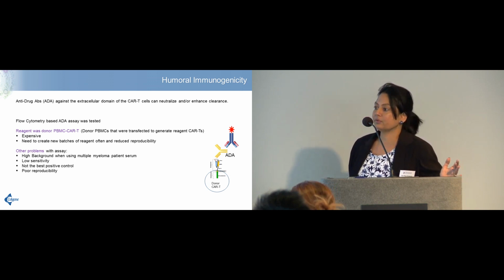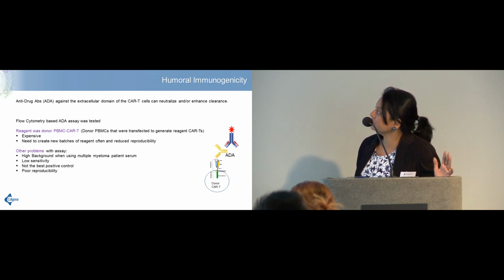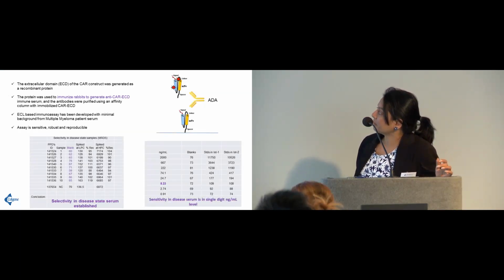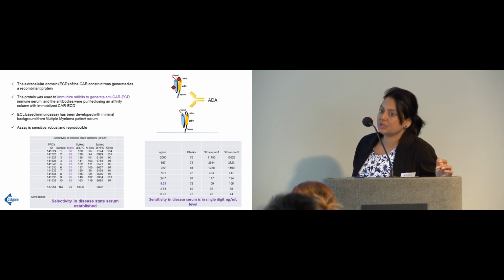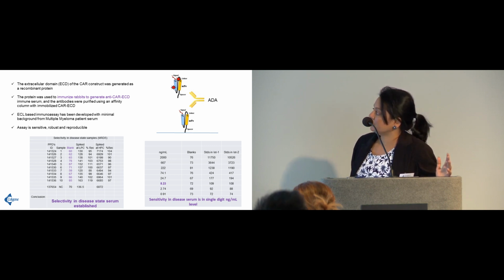So we changed it around to going back to our biologics. We do this all the time for a routine biologic, so we said let's just not deal with the CAR T as a reagent. We produced the extracellular domain of the CAR T as a recombinant protein and used that as both the capture and the detection reagent. The capture reagent is not labeled, the detection reagent is labeled, and we used a classic bridging ELISA-based assay to detect anti-drug antibody responses. With this, we were able to overcome pretty much every problem that we faced.